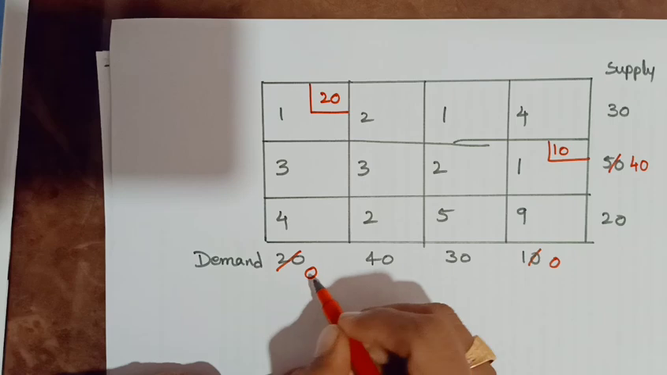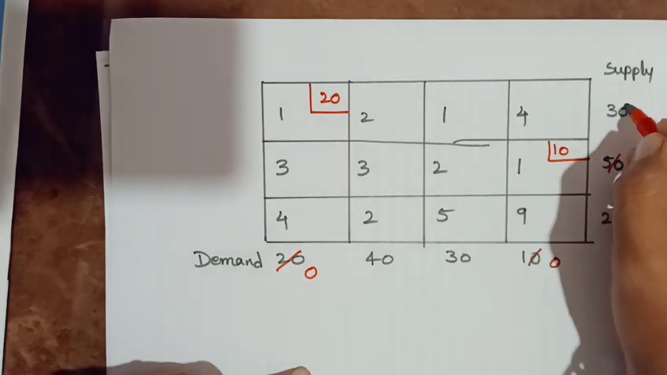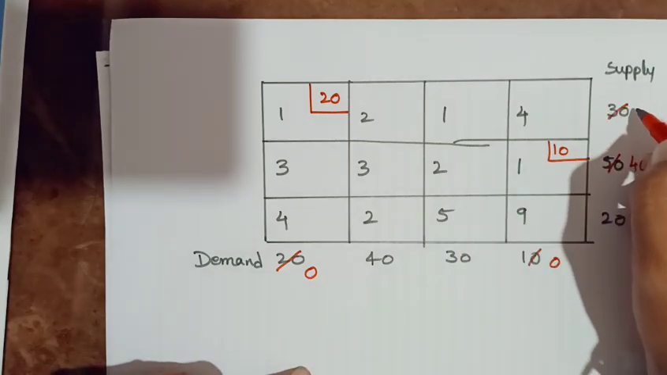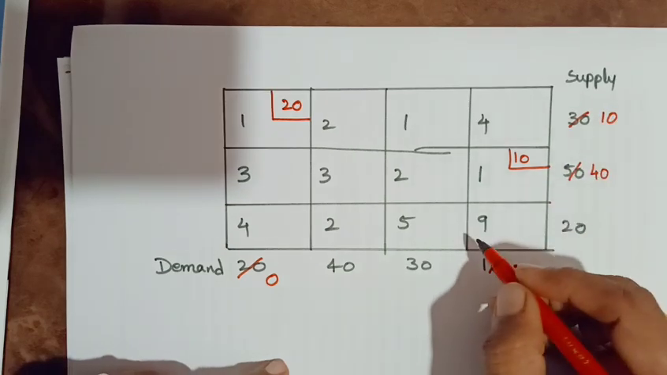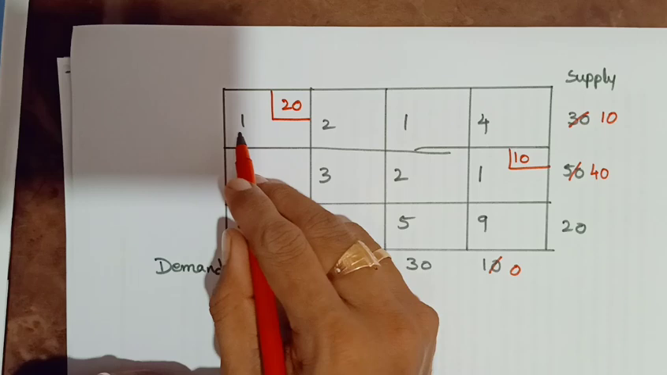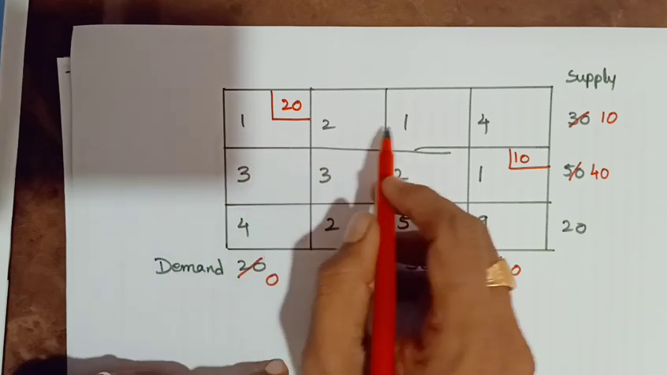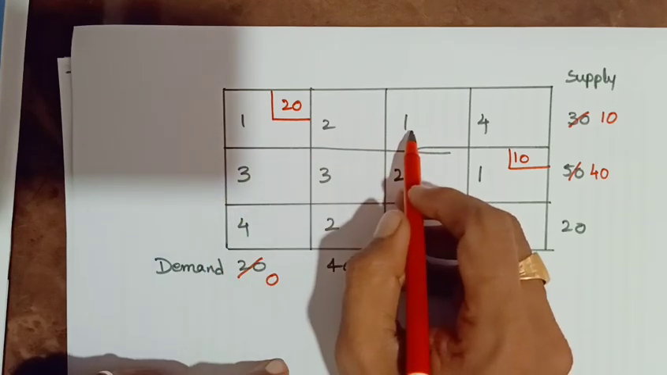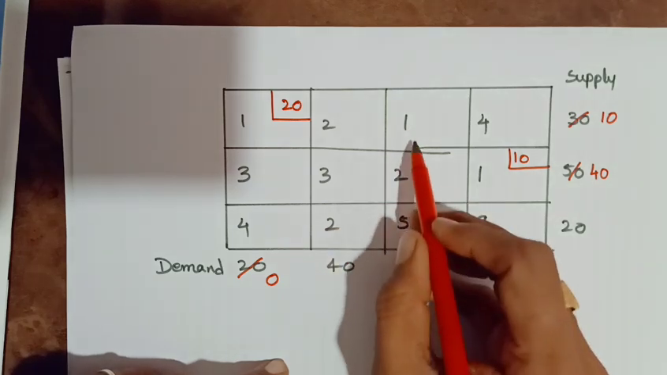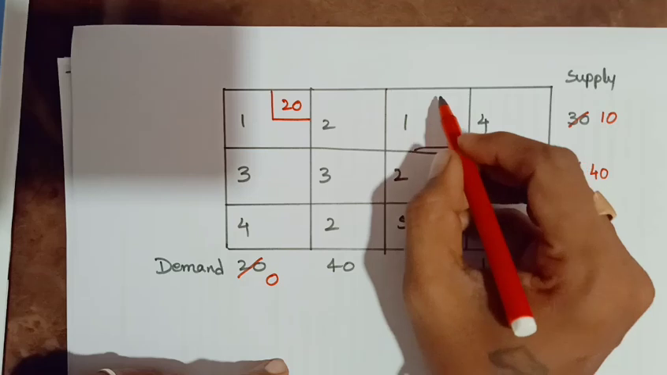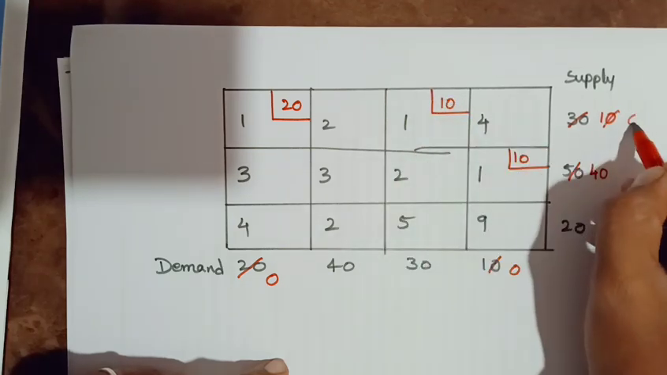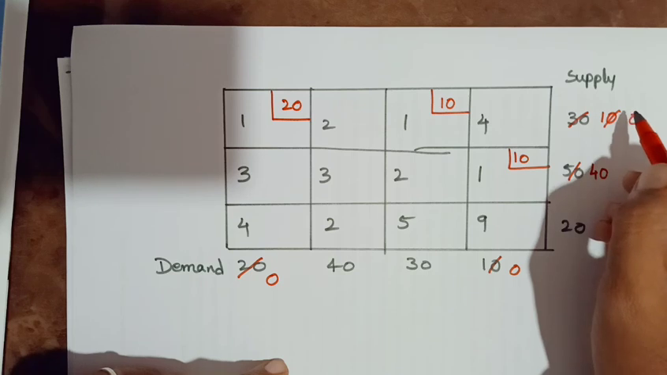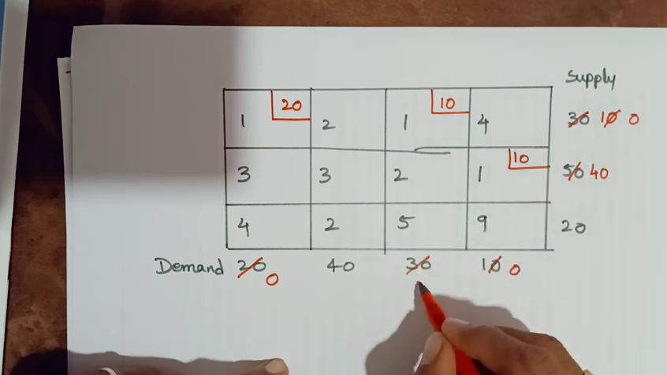So next least cost, again 30 is there. So 30 minus 20, we have 10. After 1, there is an unallocated value. So here we can allocate this 10 and this becomes 0 and this becomes 20.